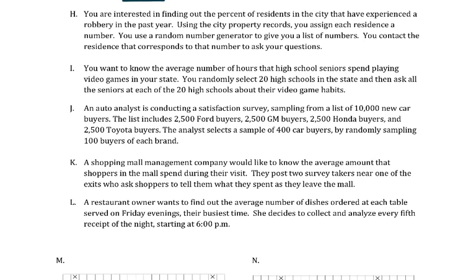So, you are interested in finding out the percentage of residents in the city that have experienced a robbery. You look at the property records. You assign each resident a number. You use a random number generator to give you a list of numbers. Then you contact the residents to ask.